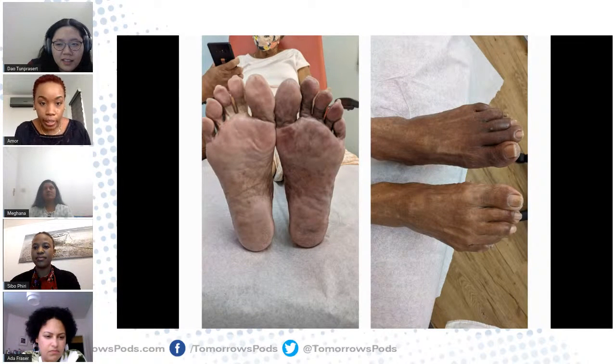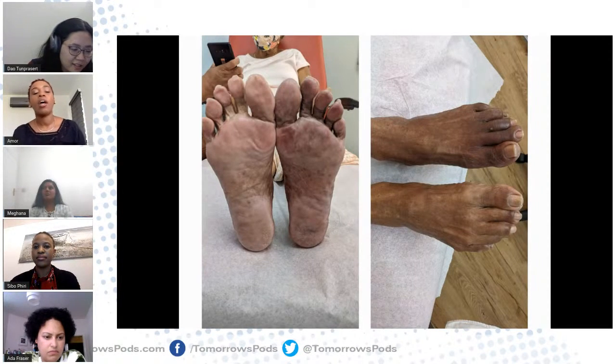The reddish color you can see distinctly on the left-hand side, her left, if you're looking at the picture on the right-hand side, especially towards the tips of the toes. And feeling her feet, pedal pulses were very, very weak on Doppler, monophasic on the left-hand side.